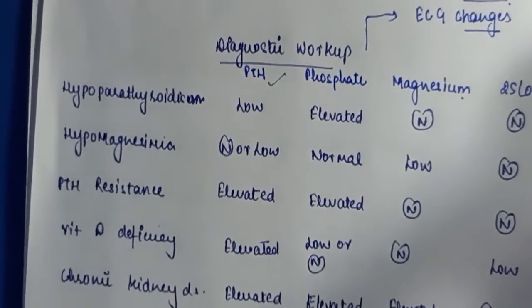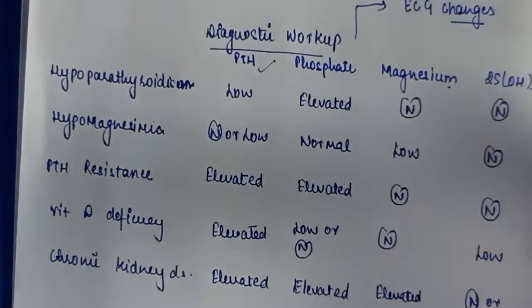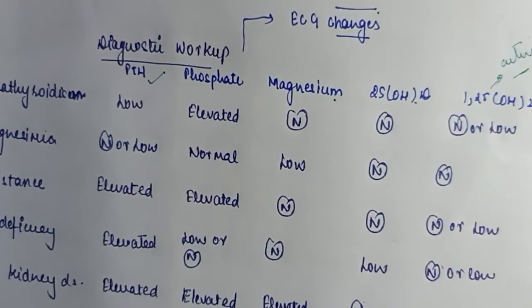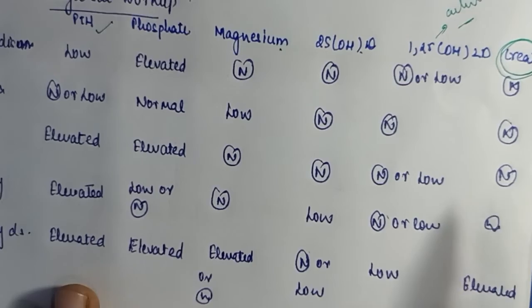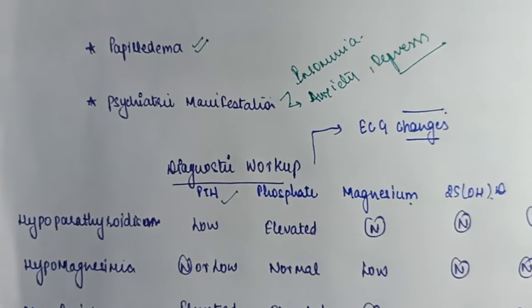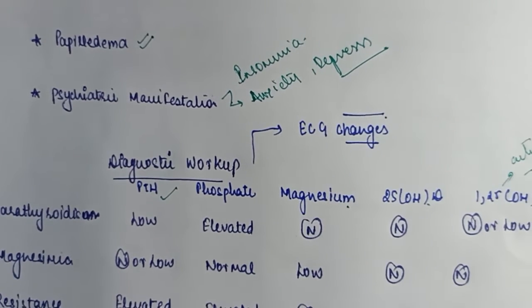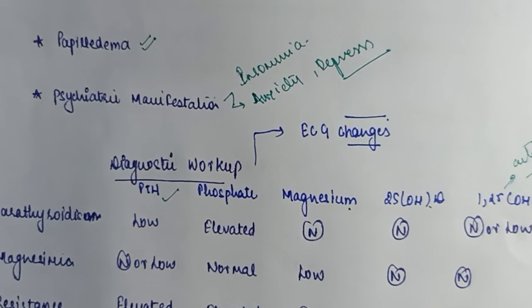So what are our main etiologies for hypocalcemia? Hypoparathyroidism, hypomagnesemia, PTH resistance, vitamin D deficiency, and chronic kidney disease. Only in chronic kidney disease will our serum creatinine levels be elevated. In the rest, serum creatinine levels will be normal. So what will we see in hypoparathyroidism? PTH levels will be low, phosphate levels will be elevated, and serum magnesium will be normal. Calcidiol level, the inactive form of vitamin D, will be normal. The active form of vitamin D can be normal or low in hypoparathyroidism. Creatinine levels will be normal.